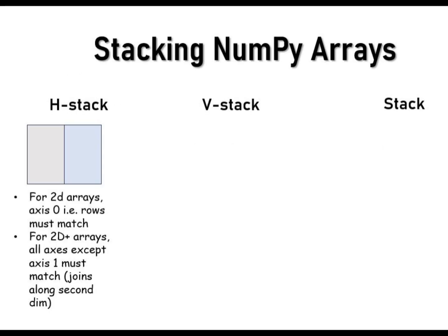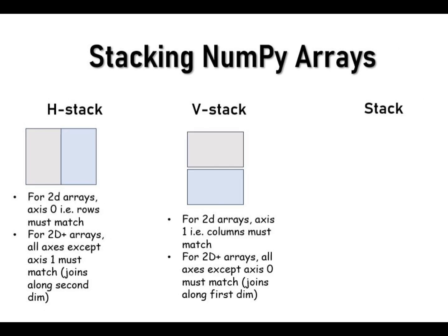The H of hstack stands for horizontal, which stacks the array column-wise, that is side by side. In order to use hstack, all arrays must have the same number of rows. It concatenates along the second axis for arrays of more than 2 dimensions. vstack stacks the array on top of each other, that is, along the first axis. Therefore, the arrays need to have the same number of, yes, columns.